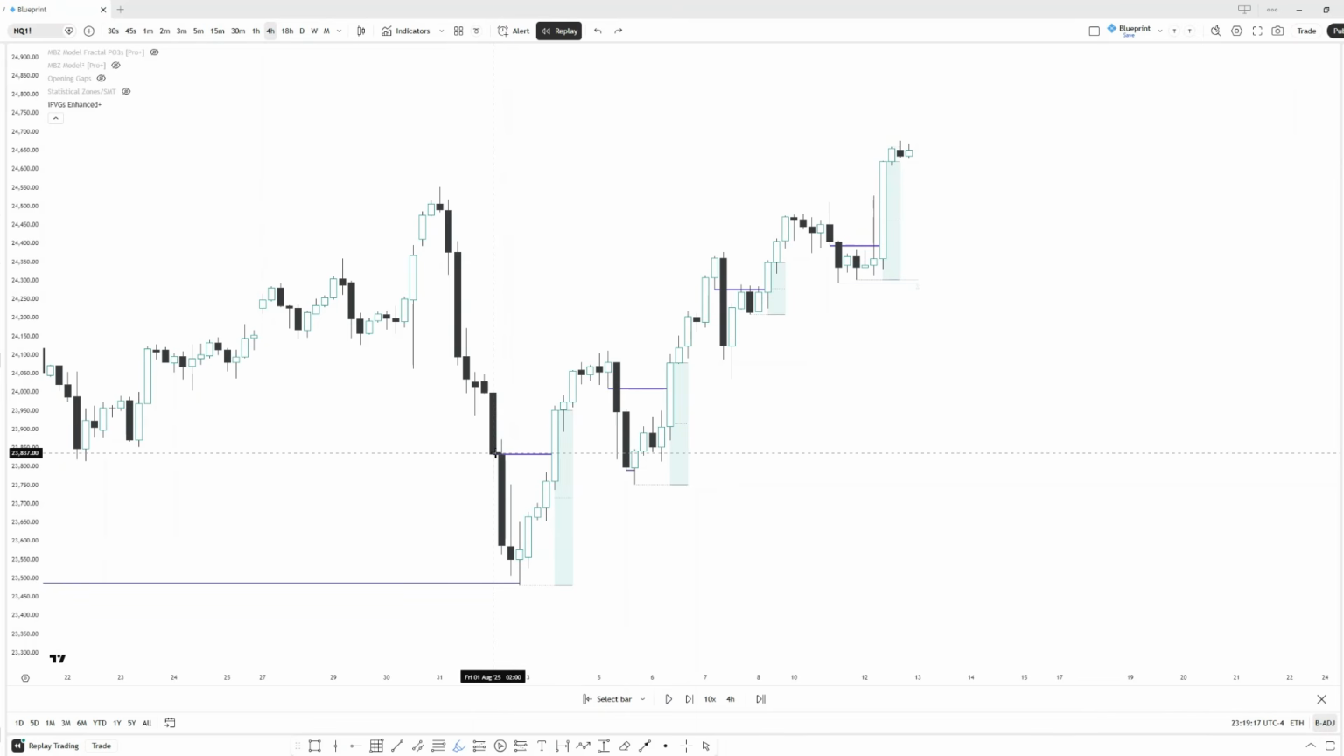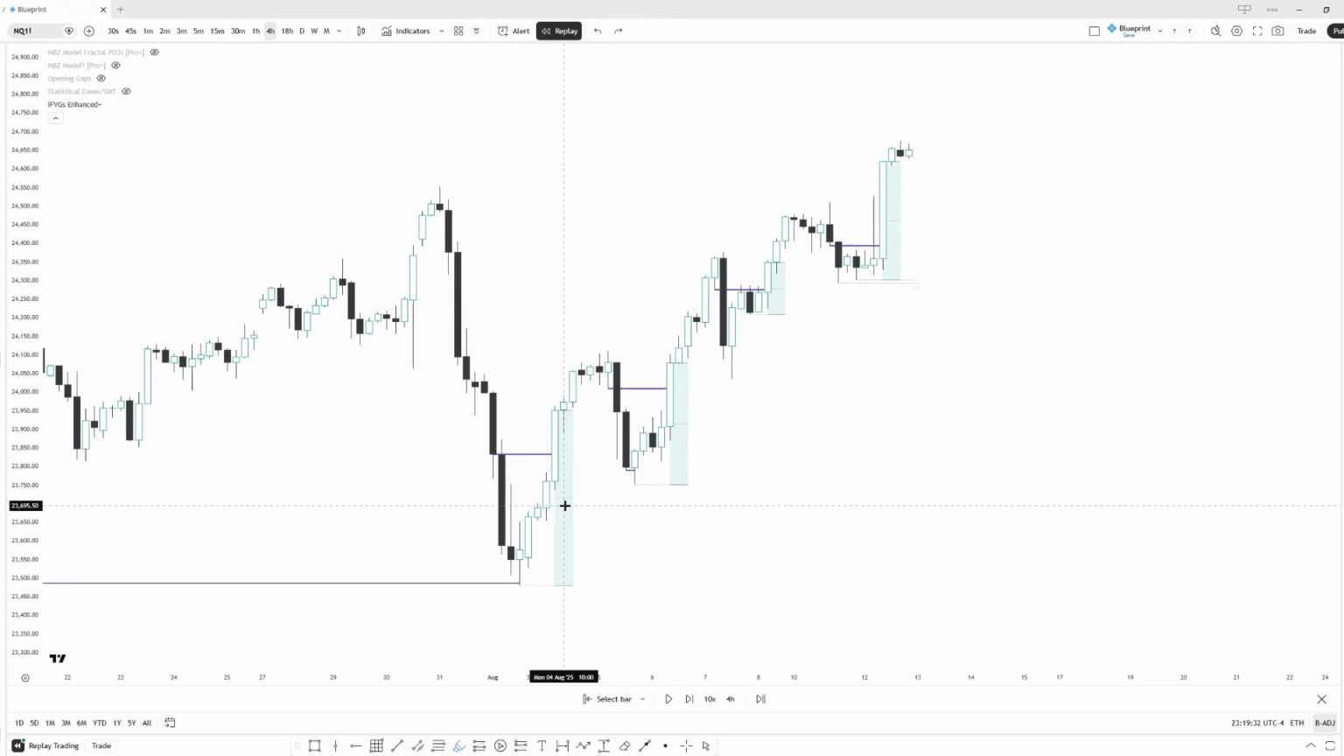So what happened? Price closed above this bearish inversion and this one as well. Because of that, we can see how that became a bullish opportunity. Now, again, most traders would simply take this one right off the bat.